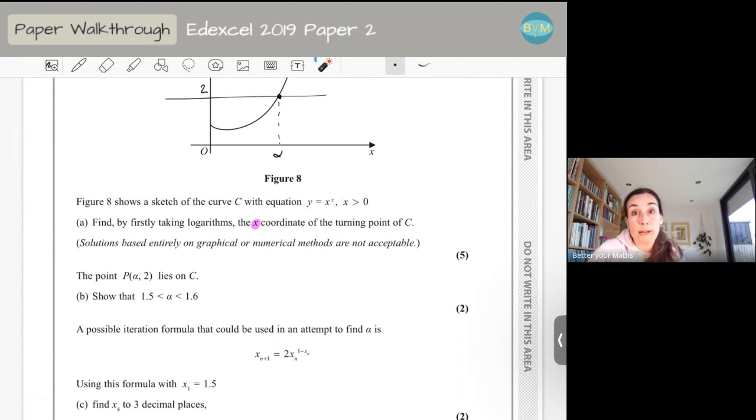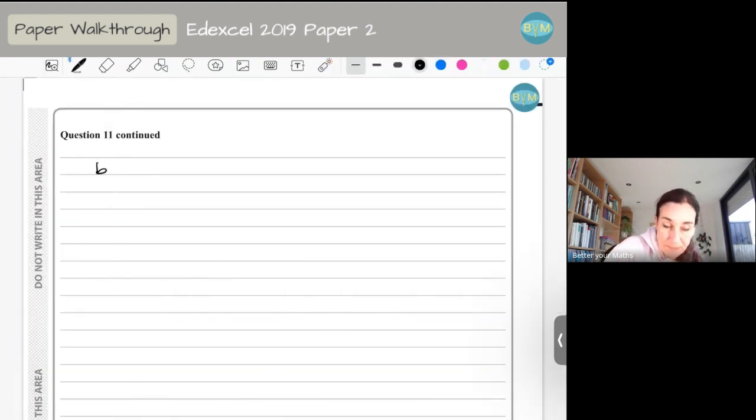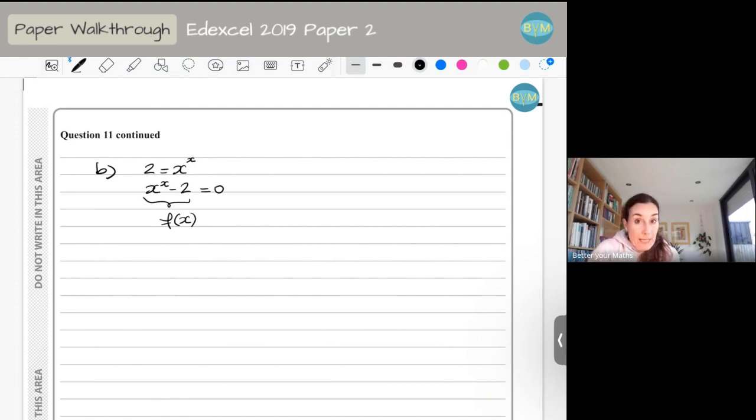So if I want to find that x coordinate, that's what I'm trying to find. When y is 2, what is x? So I'm trying to solve y, which is 2, equal x to the power of x. Or if you reorganize, you are trying to find the root of x to the power of x minus 2. If you call this f(x), you are trying to find the roots of that function.